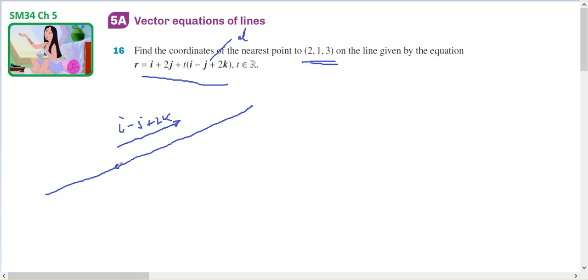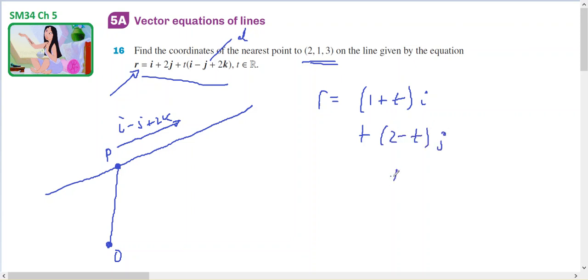And there's a position on this line, which is position P, and its position from O is governed by this rule here, which means that r equals (1 plus t) in the i, plus (2 minus t) in the j, plus 2t in the k. And that's the description of O to P, the position of any point on the line, and it follows that particular direction.